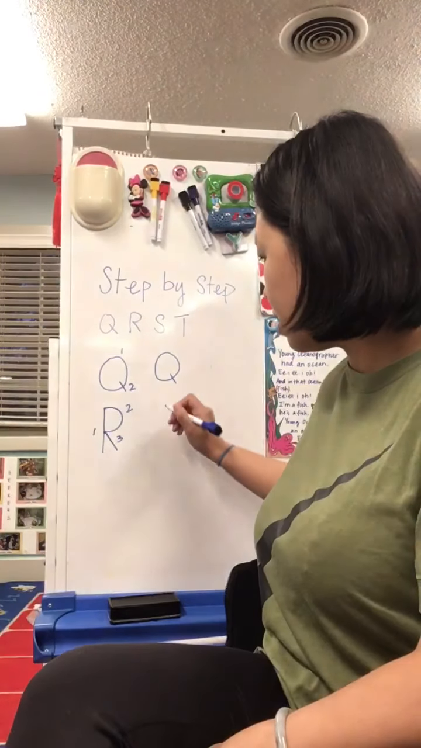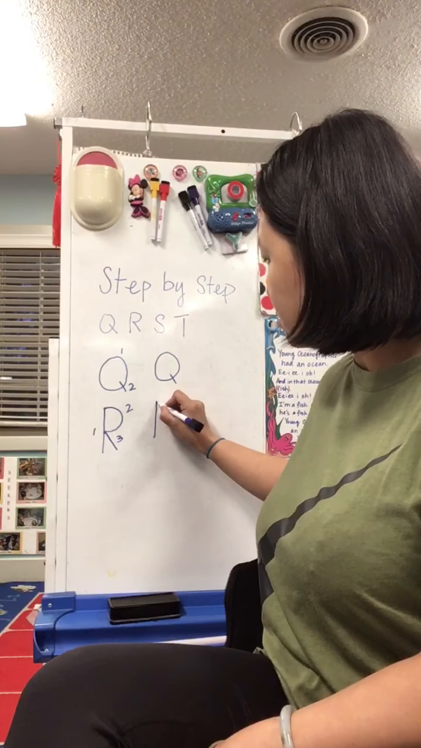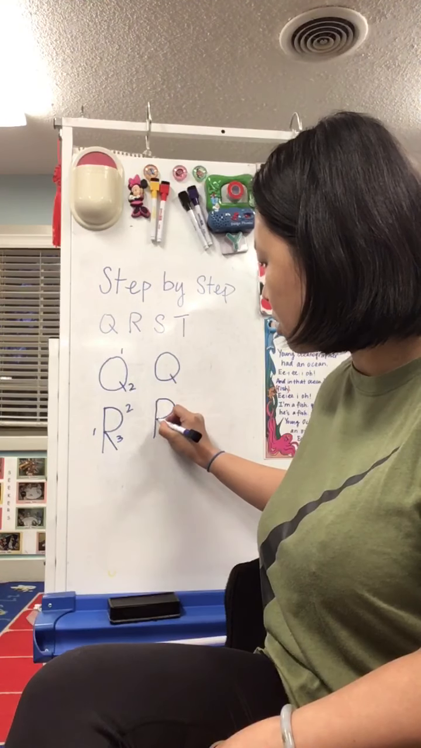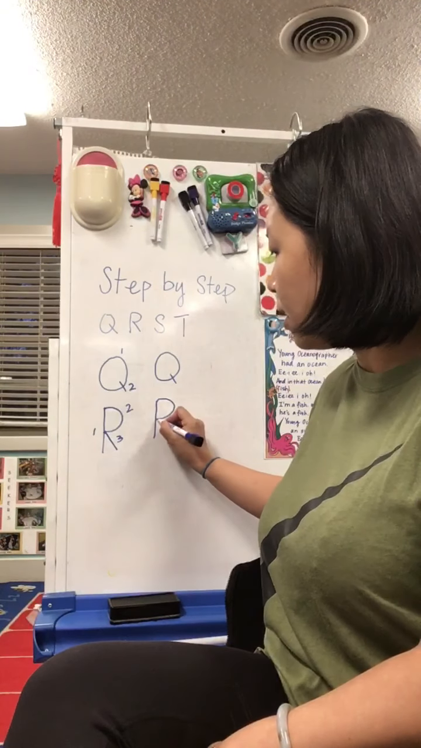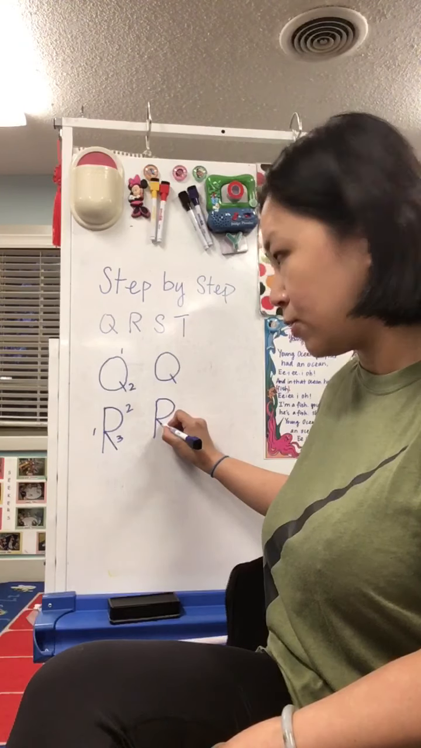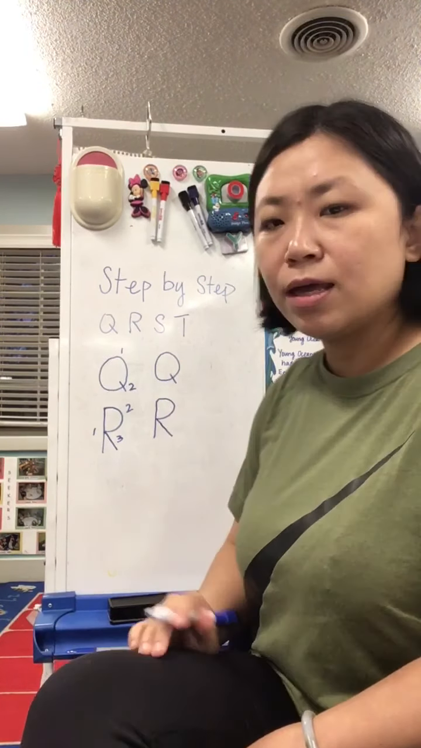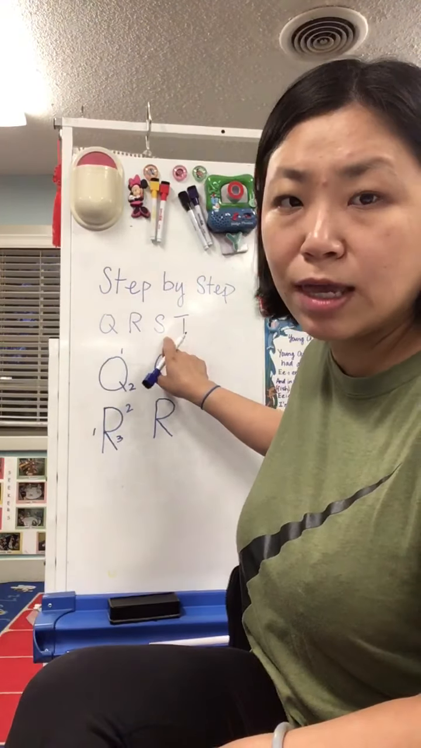Alright, let's make it again. Step 1, straight line down. Step 2, half circle. Step 3, find the end of the half circle and make a line down. But the line goes diagonally. It doesn't go straight down. Letter R. Alright, the next one we're going to make letter S.